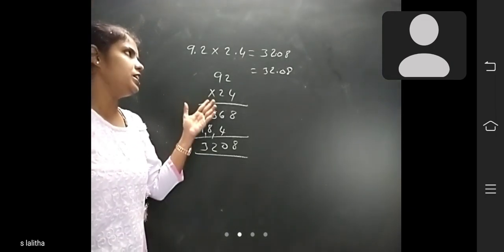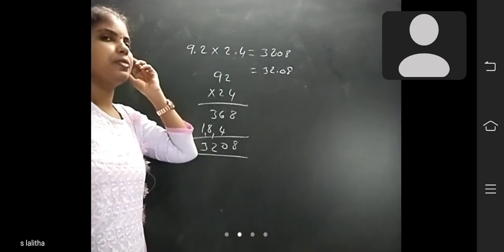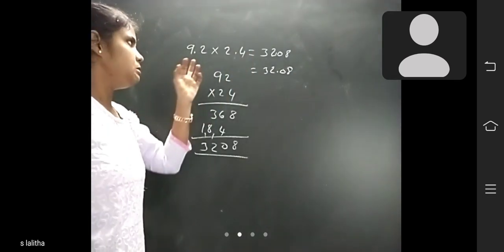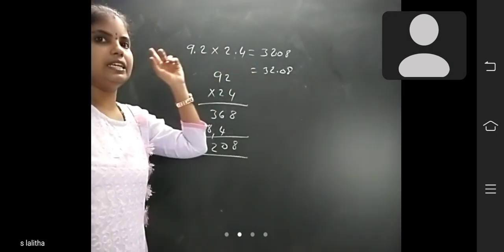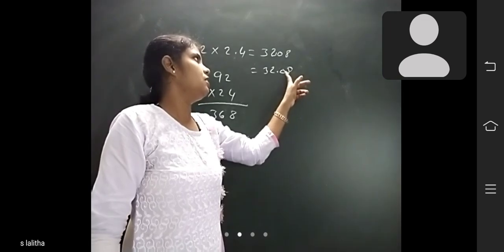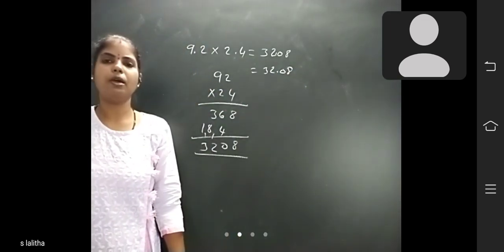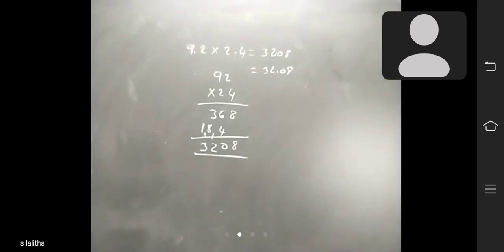First you should remove the decimal point, then you should multiply, and afterwards you should count the decimals in both the numbers. Here one digit, here one digit. So you should keep the decimal point from the right side to the left side, two digits, and put the dot. Okay, ma'am? Did you understand? This is the multiplication of decimals.